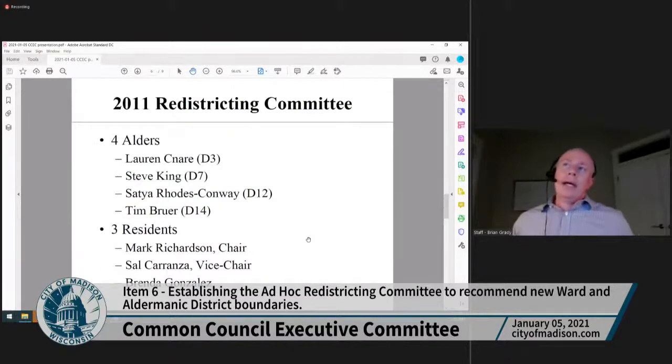So it moves quick. This was the committee back in 2011. We had 4 alders, 3 residents. As we did 10 years ago, we'll make sure that we update the council at the same time. So if we produce a draft map, a staff recommendation of a map based on the committee feedback, we'll release it to the entire council at the same time so everyone has all the same information. This committee will probably meet every week initially, every couple of weeks after that, for a few months. This committee will meet a lot, a very compressed schedule.